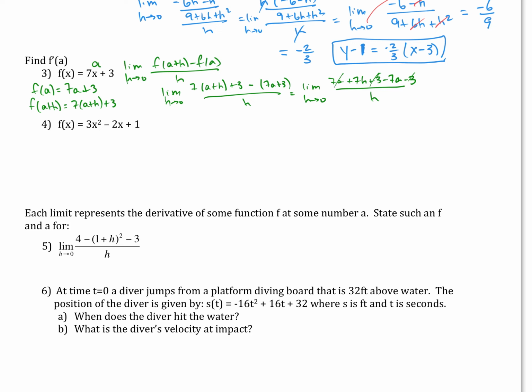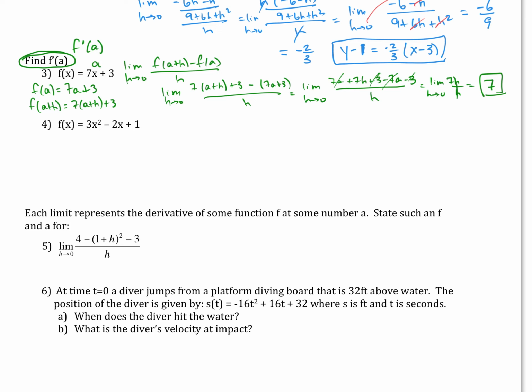Those go away. These go away. I'm left with 7h over h as h goes to 0. Those reduce out. I'll end up with 7 as my slope. And here it's just telling me find f prime of a. It's not asking for an equation, just the derivative, the slope of the tangent at a. So it's very general. So now let's take a look at number 4.